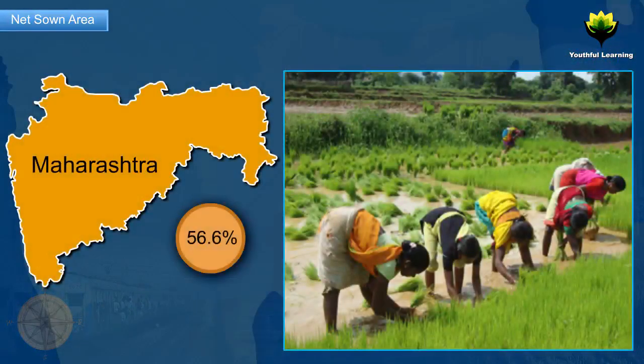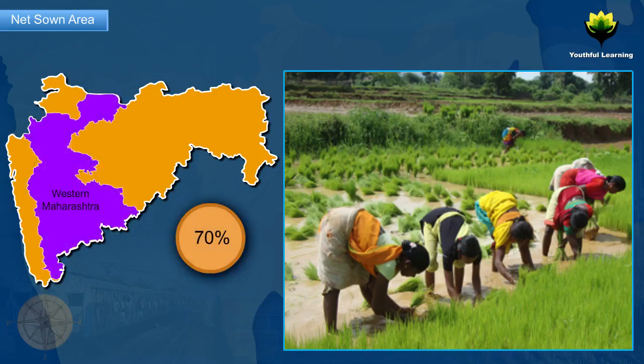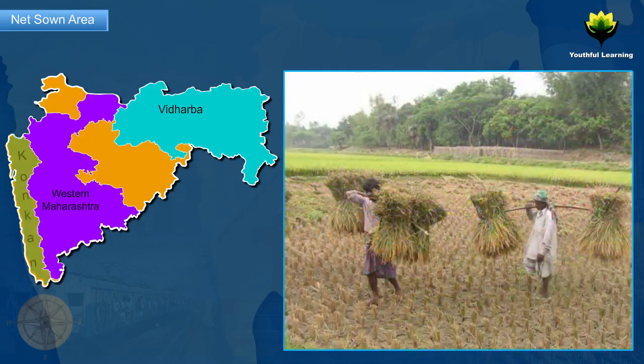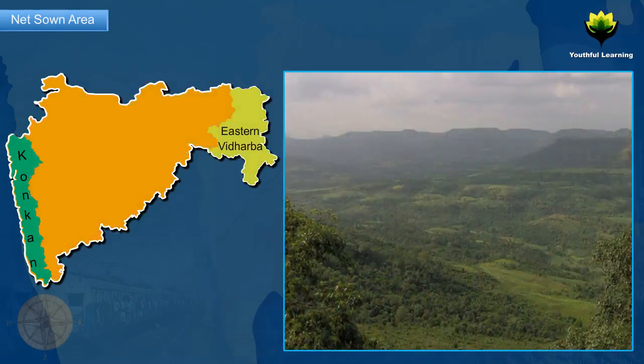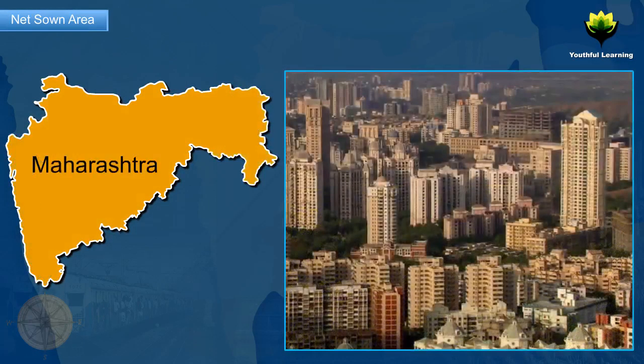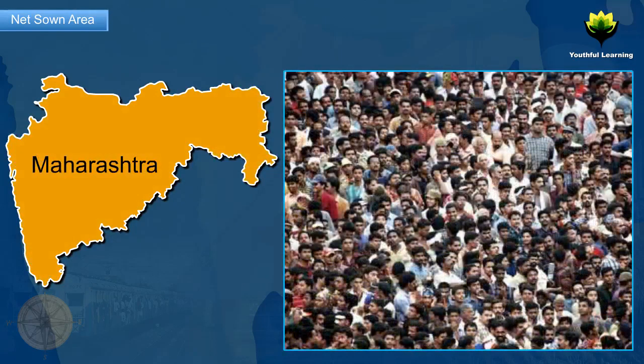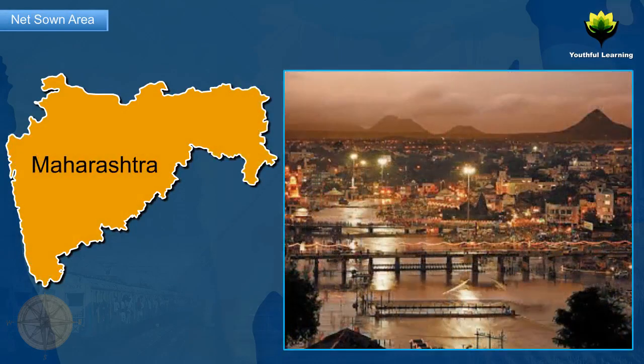Maharashtra has 56.6% of land under cultivation. 70% of the land in western Maharashtra and Vidarbha is under cultivation, while the percentage of area under cultivation is low in the Konkan division and eastern Vidarbha due to steep gradient and forest cover. The agricultural land around urban areas is shrinking due to ever-increasing population and urbanization.